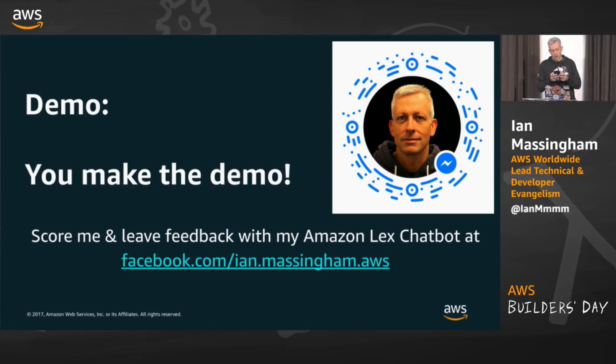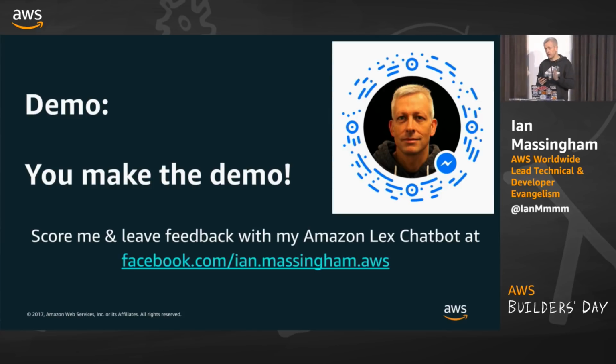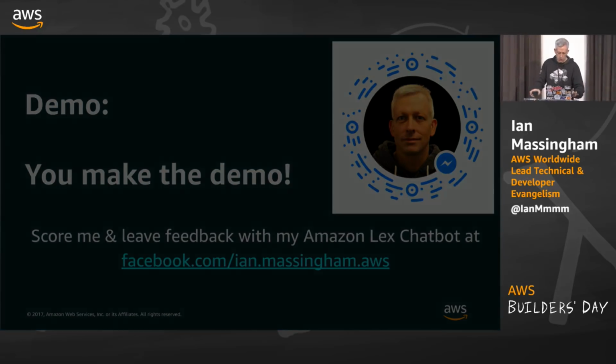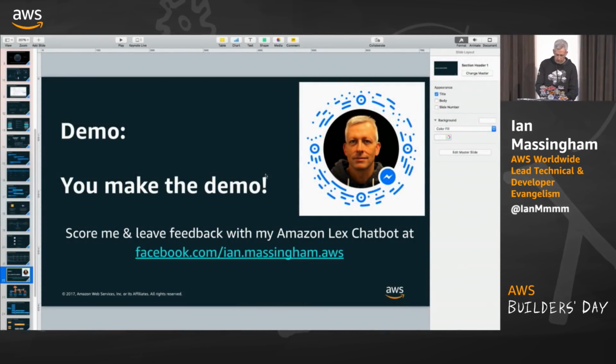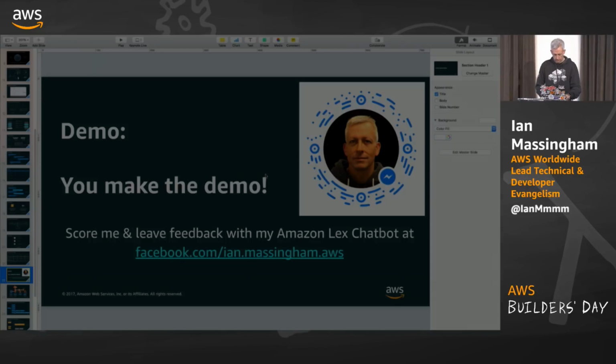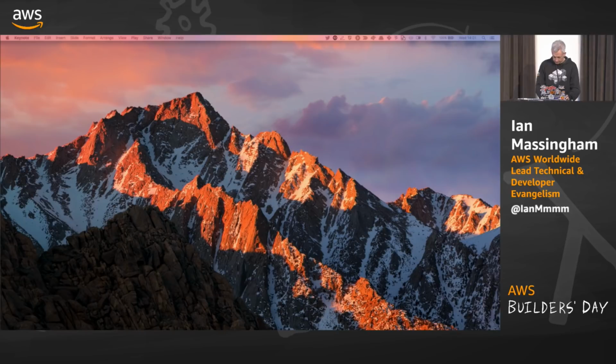And if you're remote on Twitch, you can go to facebook.com/ian.massingham.aws, and you'll see there's a message me button in the web interface as well that you can use, okay? I'll just do the same. Let's turn off mirroring for a second. Okay, so I'll do this.